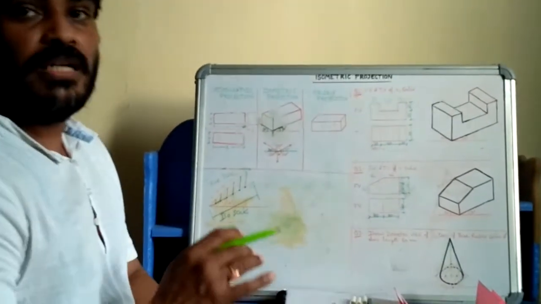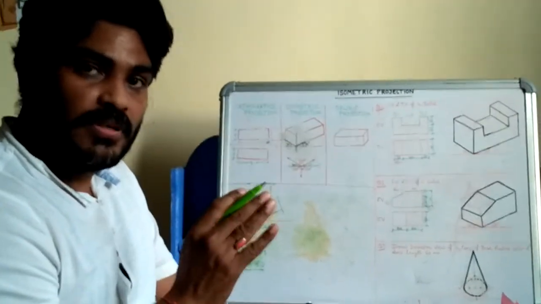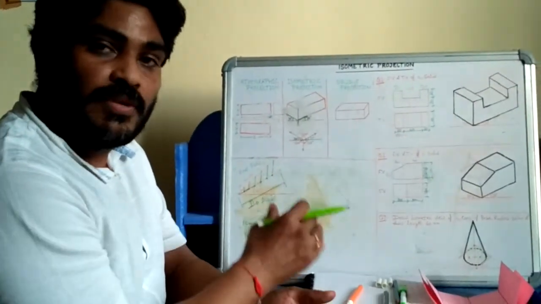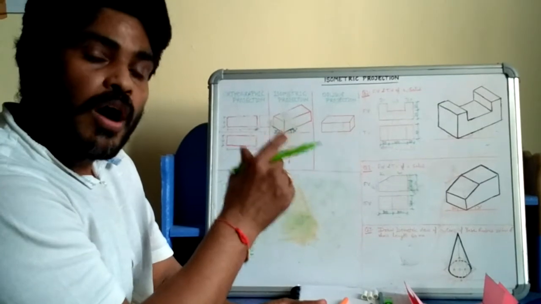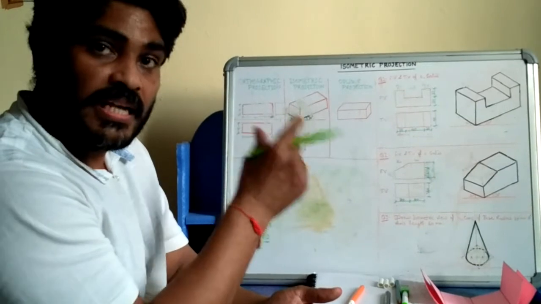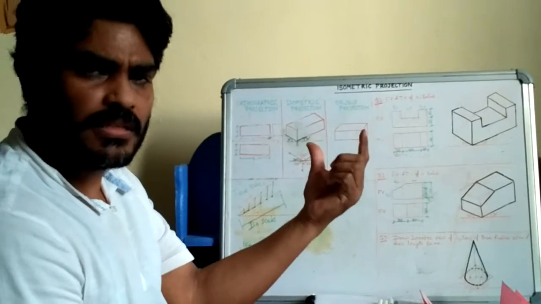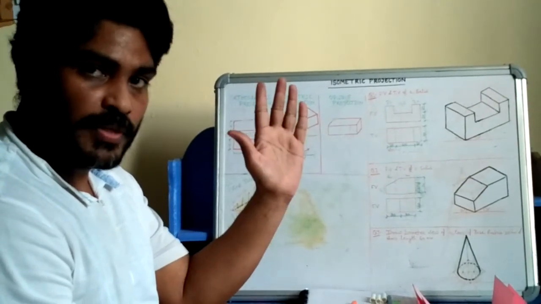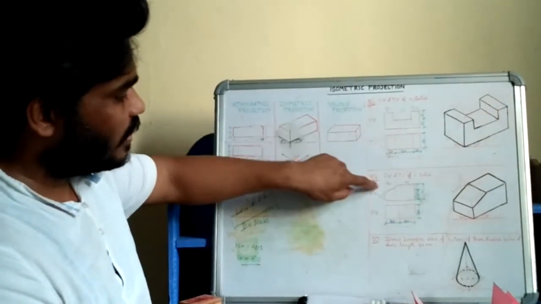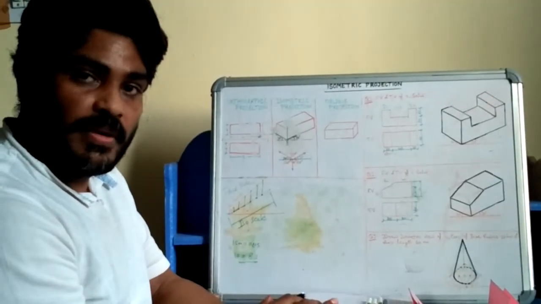I think you are getting my point. What is the difference between isometric projection and isometric view? The process will be the same, the structure will be the same, but if you are drawing isometric projection, that will be comparatively shorter, and if you are drawing isometric view, that will be with the real dimension. Are you getting my point? Very good. So we have discussed this question, and also what isometric projection is and what isometric view is.